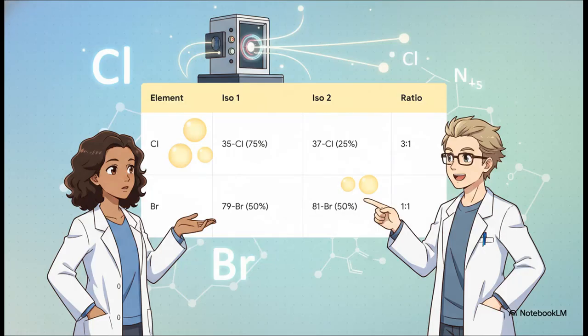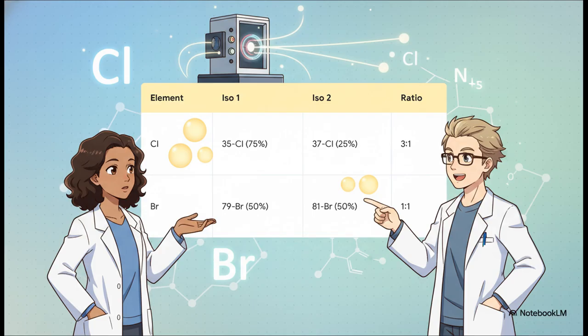As a quick reminder, isotopes are atoms of the same element that have different masses because they carry extra neutrons. In organic chemistry, we are absolutely obsessed with the isotopic patterns of 2 specific elements, chlorine and bromine. Why? Because their heavy isotopes are incredibly abundant in nature. Take chlorine, for example. It exists as chlorine-35 about 75% of the time and chlorine-37 about 25% of the time. That creates a really distinct 3-to-1 intensity ratio in our spectrum.